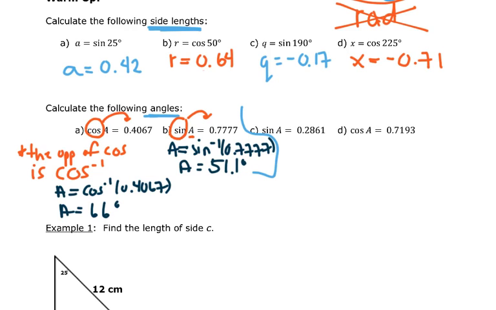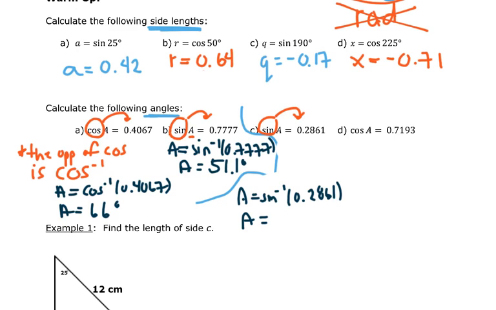I'm going to put a little divider here going over. Okay, so again, we got to remove this sine so that A is by itself, bring it onto the other side, and we have that A is equal to sine negative 1. I'm just going to put it below because we don't have enough room. A is equal to sine negative 1 of 0.2861.